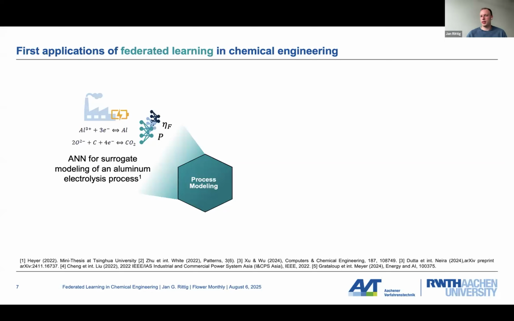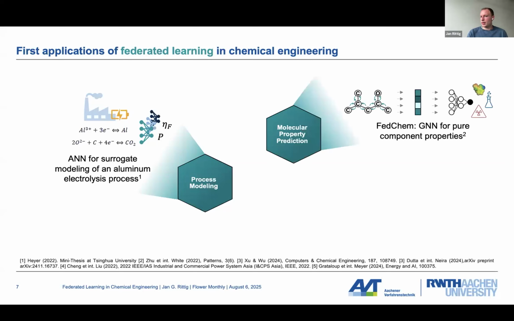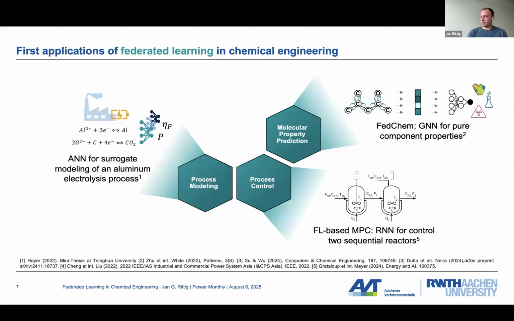So data from different Chinese manufacturers have been collected, and then a federated learning framework was set up that could be used to train neural networks for surrogate modeling, and there was an improvement in their prediction accuracy. Then federated learning has been used for molecular property prediction, which is a quite active field in many domains, like also in the pharmaceutical domain, for example. Here's one example, the FedChem work, which used graph neural networks for pure component property prediction.